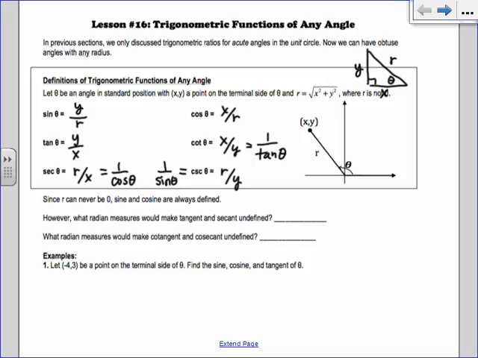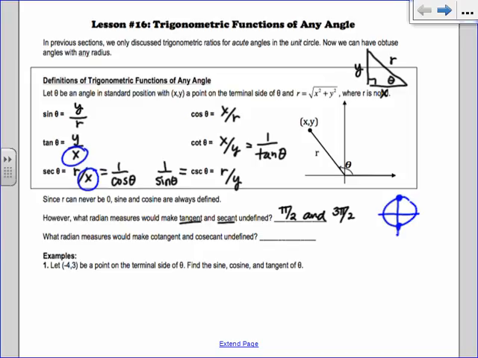Since r can never be 0, sine and cosine are always defined. However, there are some radian measures in which tangent and secant are undefined. So let's think about it. When tangent and secant are undefined, that means that we have the x value on the denominator. So we need to think about, especially even back to our unit circle, when is x equal to 0? If you sketch out a little unit circle, the x value is equal to 0 here and here. And that's exactly the same for this one as well. So the x value is equal to 0 at pi over 2 and 3 pi over 2.